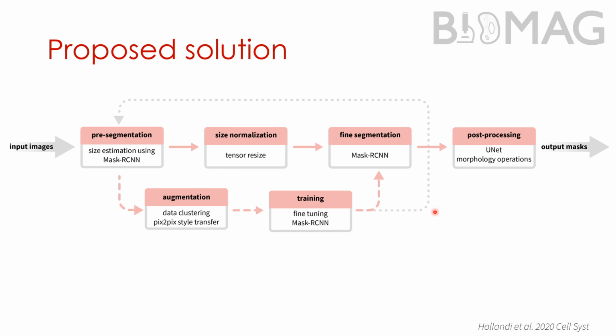And here, as the gray dotted line suggests, we can iteratively retrain our model using the newly trained model as a pre-segmentation model, so that we can have more accurate initial masks and better looking style transfer images and so on. If we are satisfied with the segmentation results here, we can fine-tune them with post-processing, where we use U-Net and classical morphology operations to generate the output masks themselves.